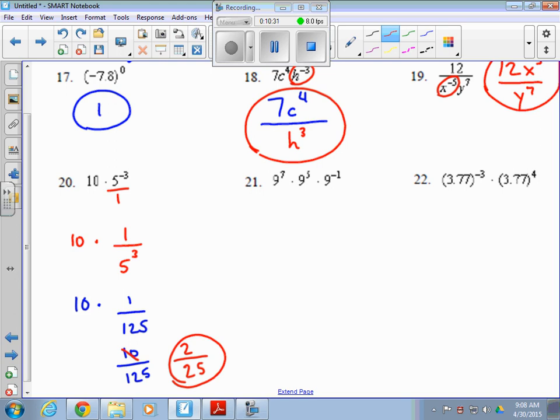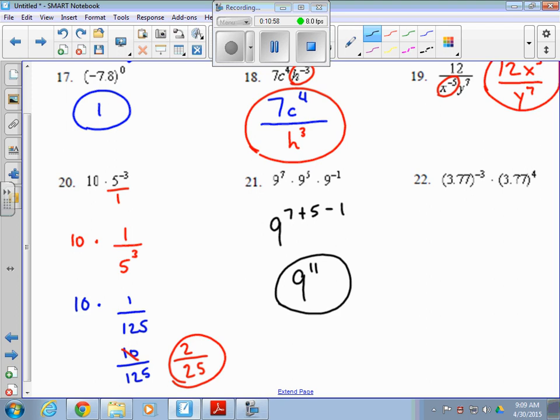All of your bases are the same. Anytime you have the same bases, you add exponents. So you have something that looks like this: 9 to the 7 plus 5 plus a negative 1, which means minus 1. That's the reason you subtract it. 7 plus 5 is 12, and 12 minus 1 is 9 to the 11th. And we'll leave it like that. There's no reason to come up with that great big number there.